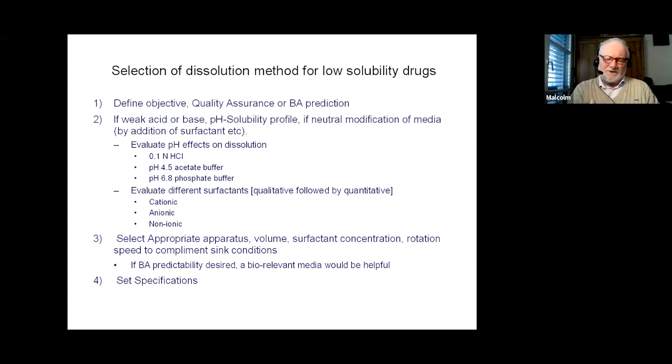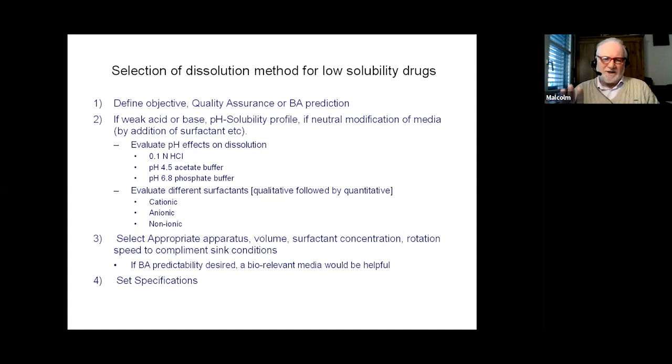As I said, the very first slide of today, there's no wrong answer. You will have information from this. Even if you're only getting 5% dissolution, it is a result, and it is as relevant a result as 100% dissolution. And then the conventional approach is to evaluate the effect of different surfactants.